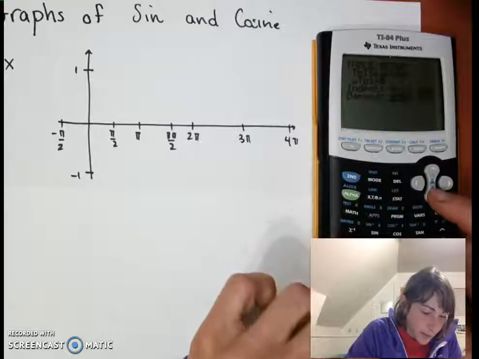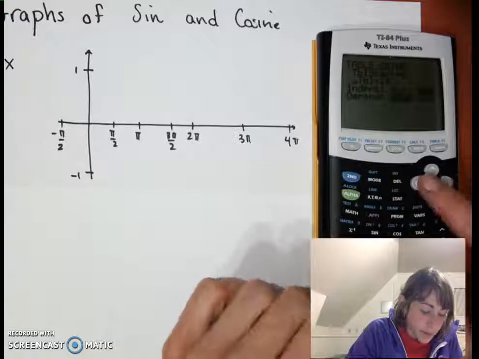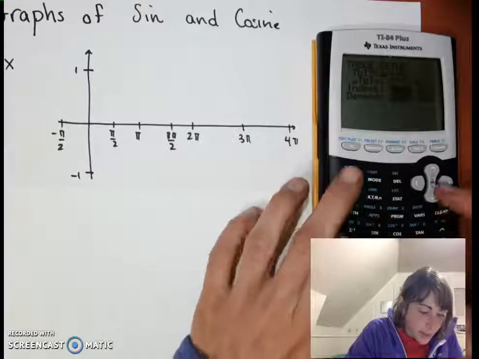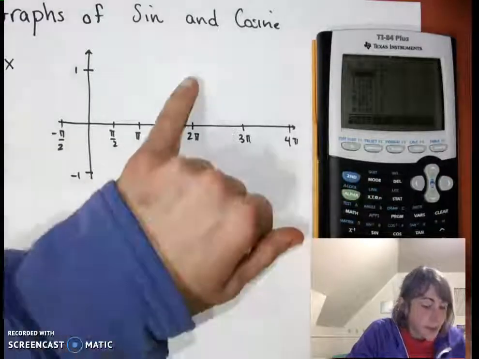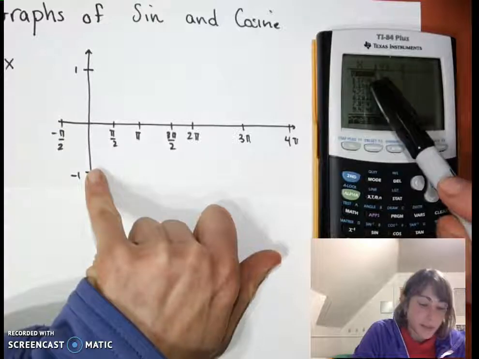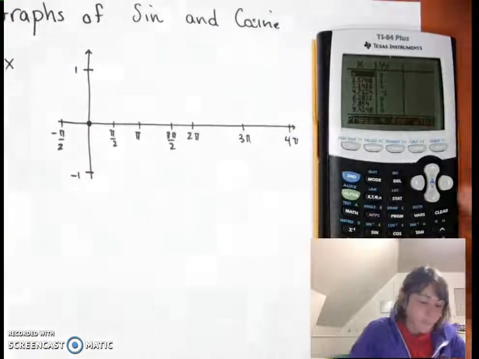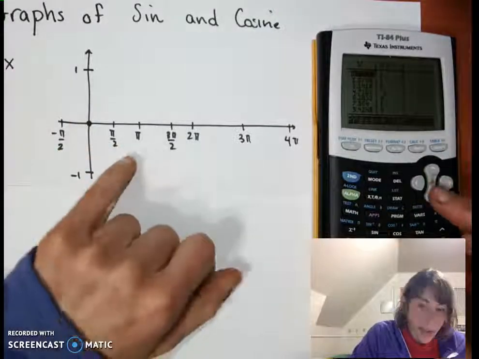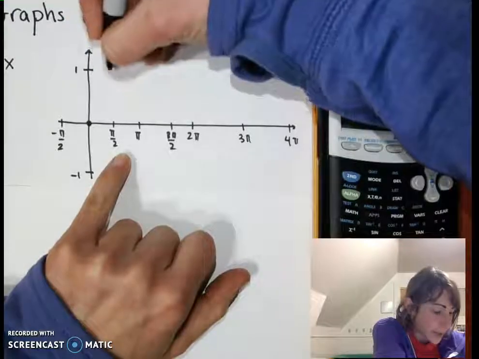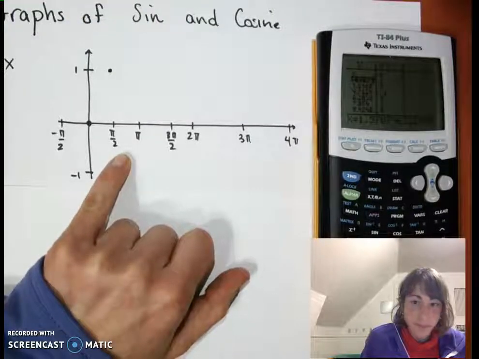So let's start the table at 0, and we'll go by increments of pi over 2. And we'll look at the table again. So what we know is that when we plug 0 in, we get 0 out. So 0, 0 is on the graph. I'm going in increments of pi over 2, so this is pi over 2. When I plug pi over 2 in, I get 1. So the point pi over 2 comma 1 is on my graph.